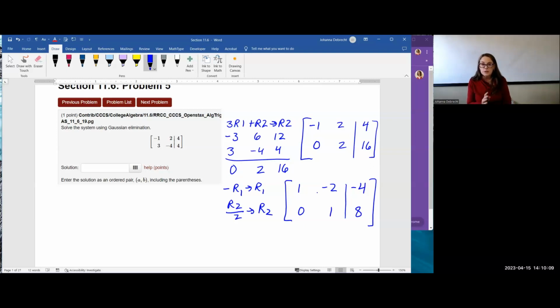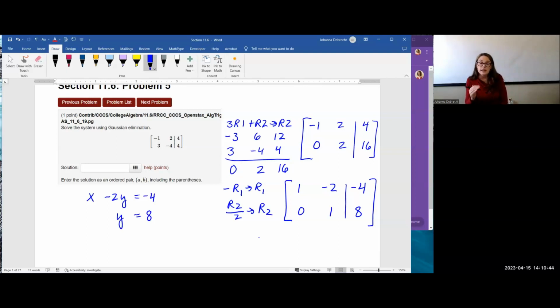So now what we're going to do is look at this one from a Gaussian elimination perspective. Now that I have it in row echelon form, I've got a 1 in row 1 in the 1,1 position. I've got a 0 below this main diagonal. I've got a 1 over here as my first one. And so I'm going to rewrite this as x minus 2y equals -4, y equals 8.